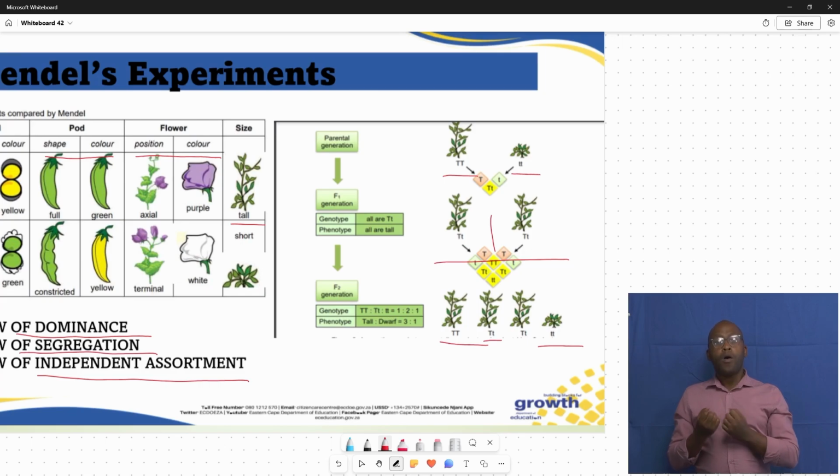But the genotypes that you are seeing here, we are going to be talking about them as we go further in the lesson.